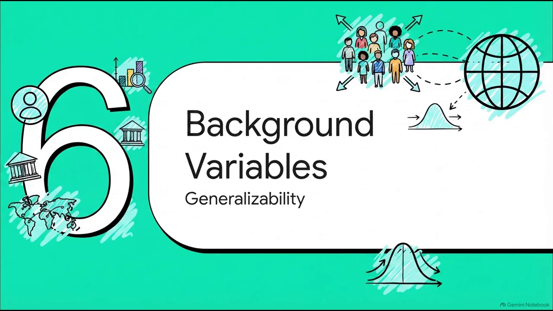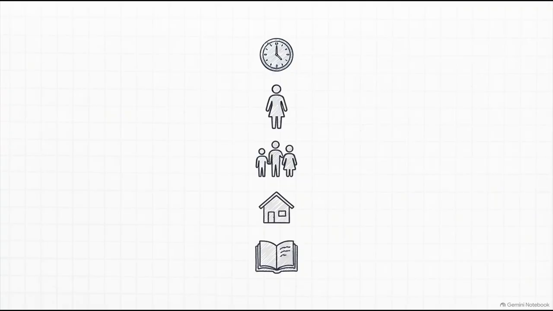Finally, Section 6, Background Variables and Generalizability. So, we've proven the cat works for our specific group, but who else does this actually apply to? To figure that out, researchers collect background variables, things like age, gender, ethnic or cultural background, socioeconomic status, or education level. Now, we aren't measuring these because we expect them to be the direct cause or effect in our specific cat experiment. Instead, they are absolutely essential for assessing the generalizability of the study.